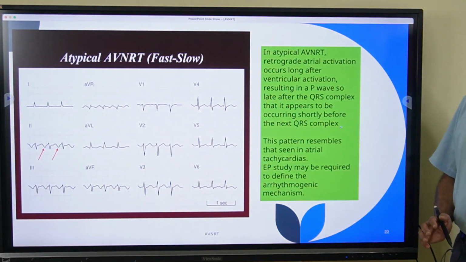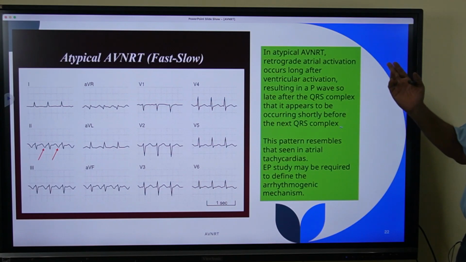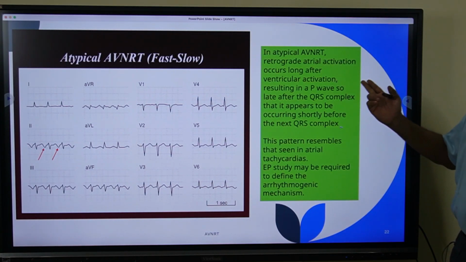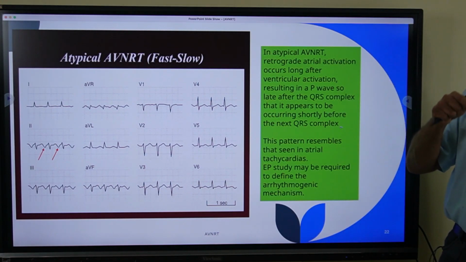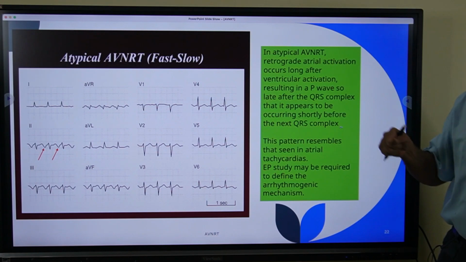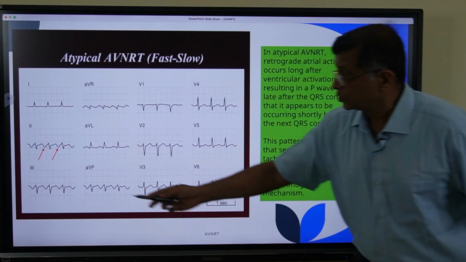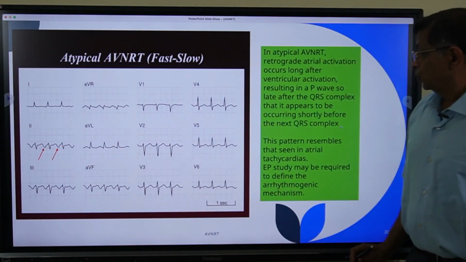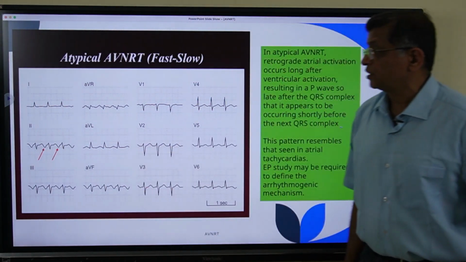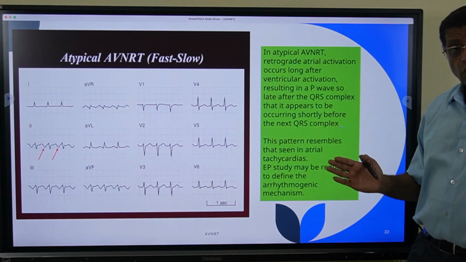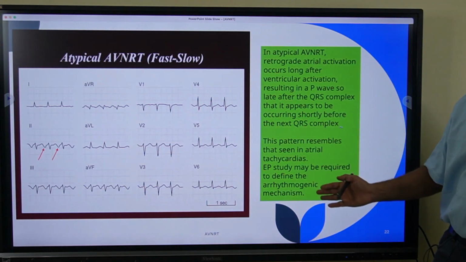Now, atypical AVNRT, which is also called fast-slow AVNRT: the retrograde atrial activation occurs long after the ventricular activation, because the current that goes back to the atria is going through the slow pathway. It takes a longer time. So the P wave appears quite late, right? This is a long RP tachycardia, and sometimes it can mimic a focal atrial tachycardia. So you cannot easily distinguish; you need an EP study to diagnose.